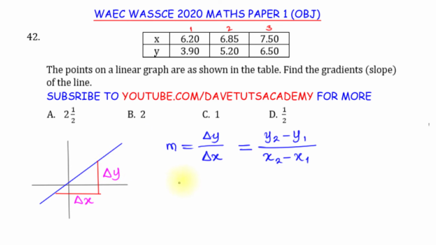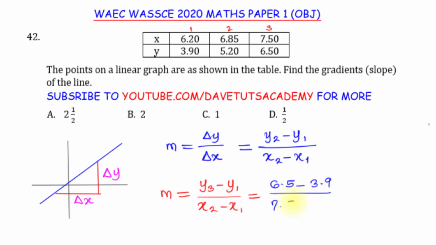So in this particular case, if we want to find that gradient, say m, looking at the question, the first and the third look quite easy. We don't have 0.85 in between them, so we can easily subtract. We can say I want to use y3 minus y1 over x3 minus x1. That's going to give me y3, which is 6.5, minus y1, that is 3.9, over x3, which is 7.5, minus x1, 6.2.